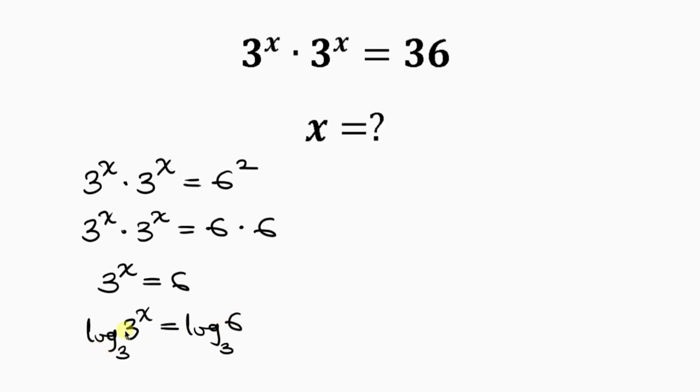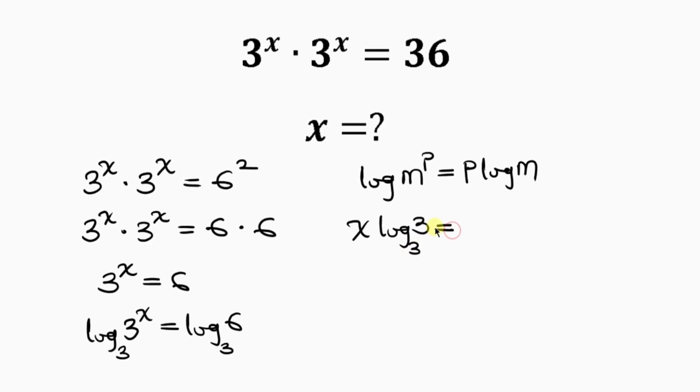Now our next step will be for us to apply the power law of logarithm that says when I have, for example, the log of m to the p, this is equal to p log m. Now let's apply this here. So that means this expression can be written as x log 3 base 3, and this is equal to, now we can simplify this 6, so this can be written as log base 3 of 6, which is the same as 2 times 3.